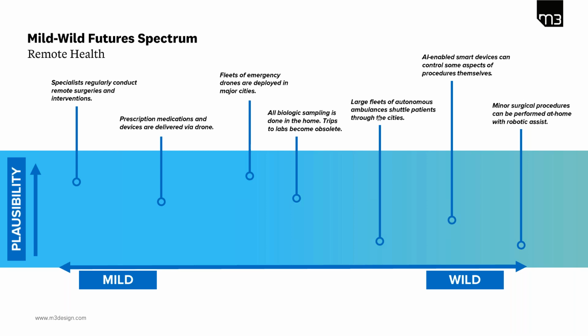And then on the wild side, maybe we see large fleets of autonomous ambulances that have the capacity to actually transfer humans around. Maybe we see AI-enabled smart devices starting to control some aspects of the procedures, and maybe we even start to see, in the very far future, some minor surgical procedures that can be done in the home with some of these robotic technologies and telemedicine.